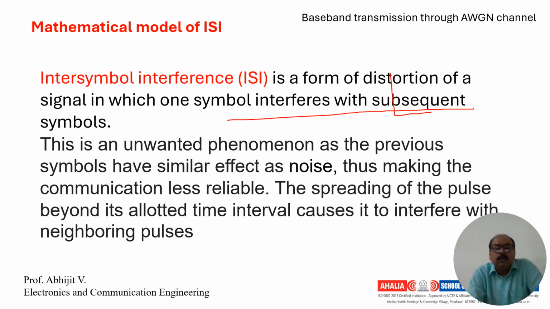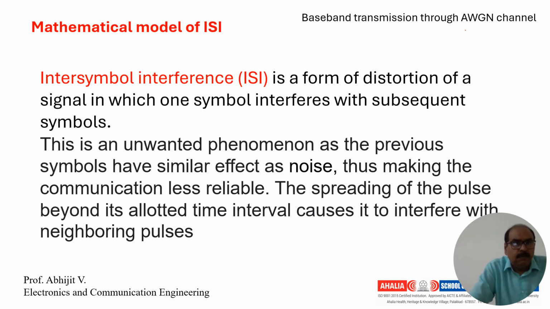I told you that in a symbol you will be having multiple bits. So each of these will be bits. This can have 0 and this can have 1. So what happens is that there would be a change in the value as such, which is a distortion. So one symbol interferes with its subsequent symbols. This is an undesirable phenomenon and it is caused because of time delay, the spreading of the pulse beyond its allotted time interval.